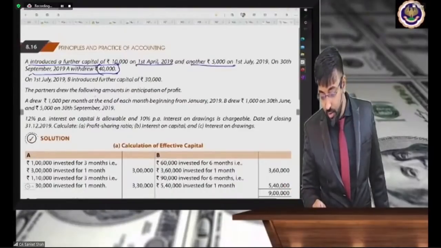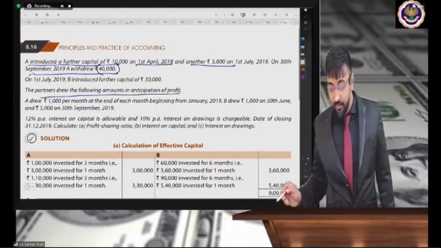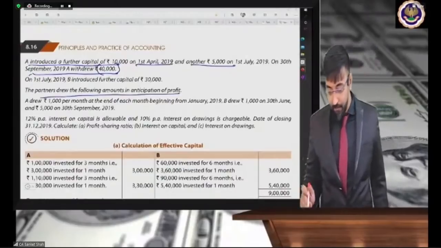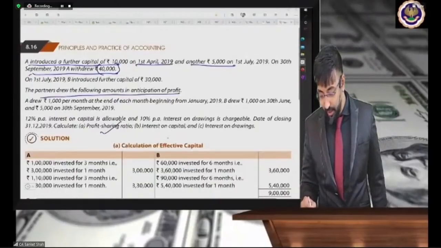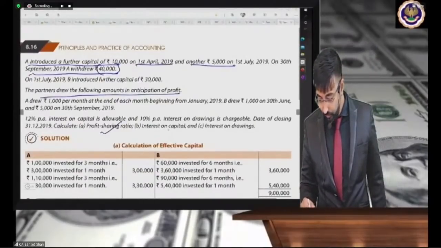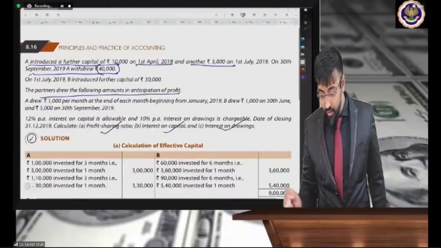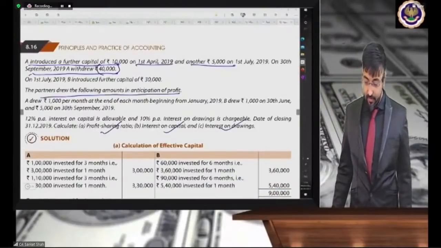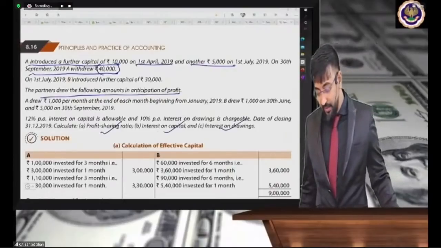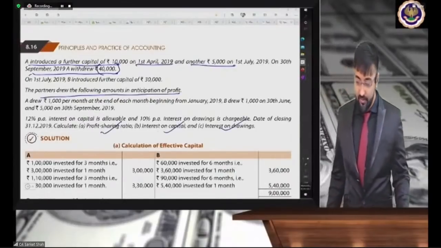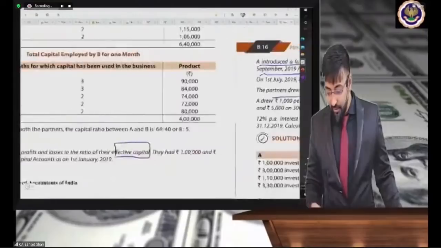And the partners drew every year in the anticipation of profit. So drawings is a separate thing. So you are asked to calculate profit sharing ratio, interest on capital, and interest on drawings. Okay. 12% is interest on capital and 10% is interest on drawings. Very simple question. What are we going to do?